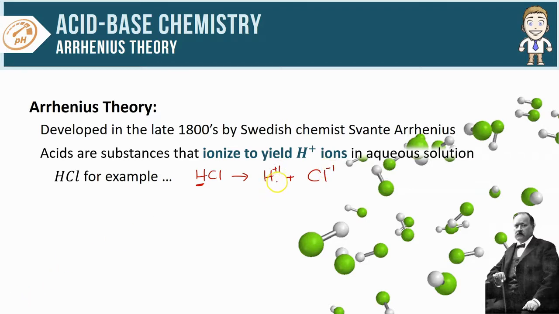I'm also going to include (aq) after each of these just to show that this is all taking place in water and these ions are dissolved in that water. So this equation is now finished, and it's a great way to show why HCl is considered an acid. I can see that it fits the Arrhenius description of ionizing to yield H+ ions because those H+ ions are shown in the products.